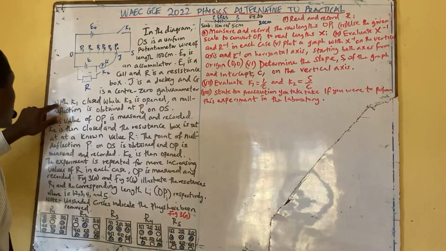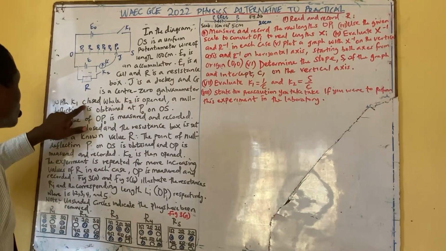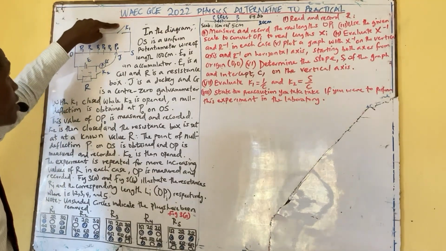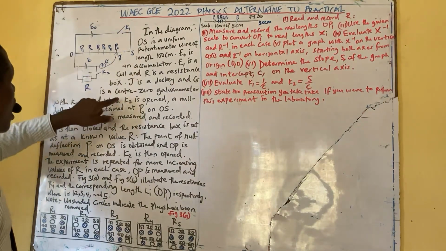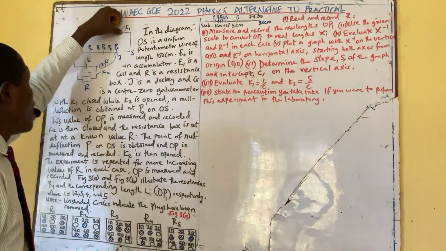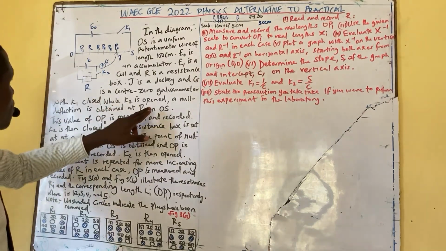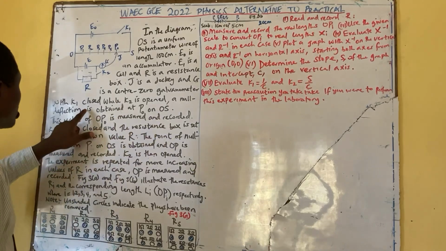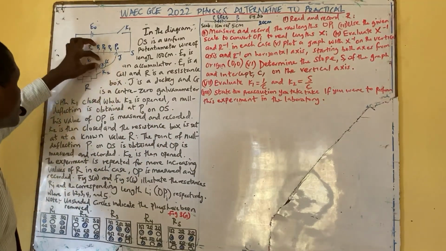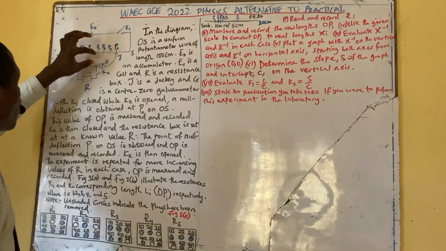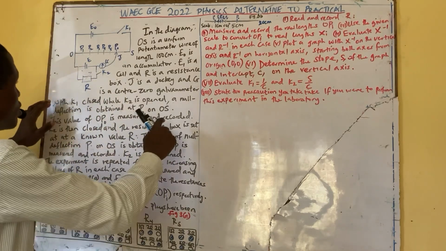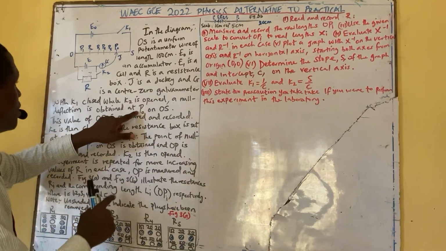Now we are told that with K1 closed, that is, this is the K1. That's why they name it K1. Now when the K1 is closed, and while the K2 is open, when you bring this connection together, it means it is closed. And this one is left like this. We are told that a non-deflection is obtained at P0 on OS. A non-deflection of the galvanometer is observed, and that measurement has P0 on OS.